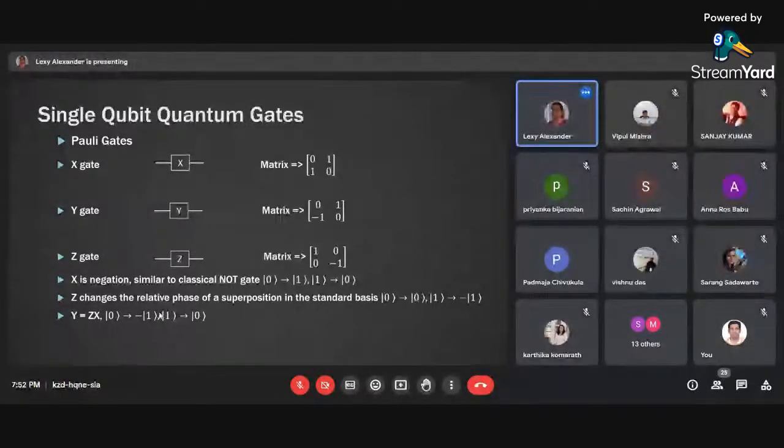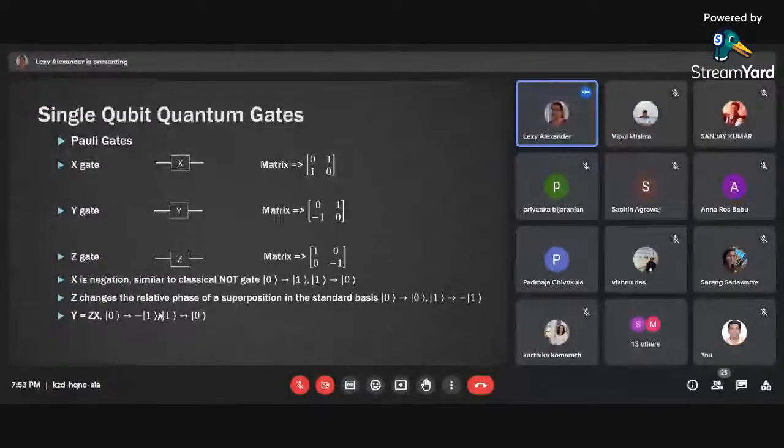If you see the matrix corresponding to X, X is actually doing negation, which is similar to the classical NOT gate. If you multiply with the |0> vector, you will get |1>. If you multiply with the |1> vector, then you will get |0>. So X transforms |0> to |1> and |1> to |0>.